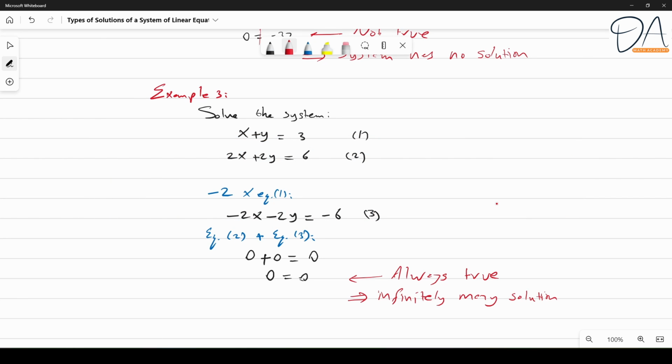By the way, the same problems can be solved graphically. So if you want to know how to find the type of solution graphically, you can refer to the other video on the channel about solving systems of linear equations graphically. And you will see how we can, again, find out the type of solution. So that's it for this video.